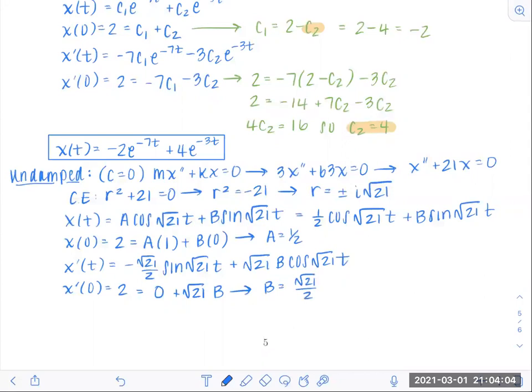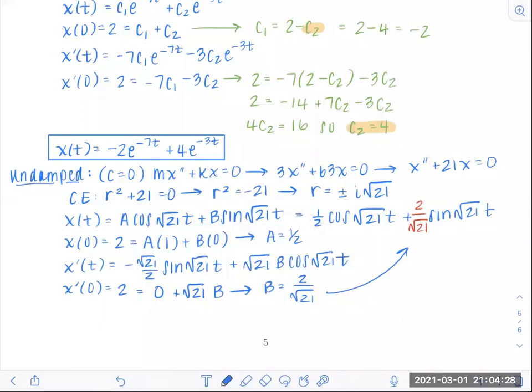Oops, excuse me, I wrote the reciprocal. Let's fix that. 2 over root 21. So I'd like to plug that in up here. I'm going to go ahead and do that in red. So I just deleted that b, and I'm going to write in the actual value for b.